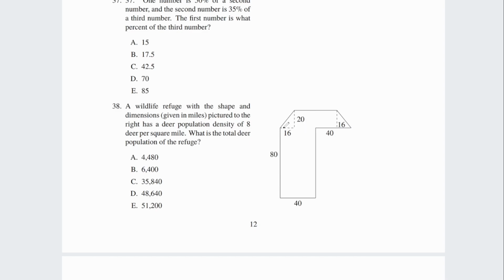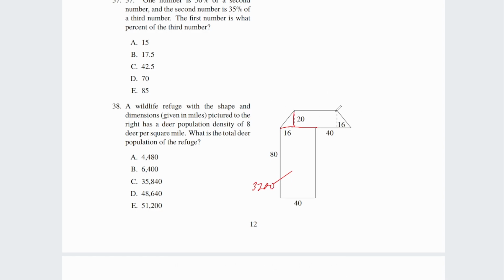But okay, a wildlife refuge with the shape and dimensions pictured to the right has a deer population density of 8 deer per square mile. What is the total deer population of the refuge? So let's just break this shape down into its components. So here we have 80 times 40 square miles, which is 3,200 square miles.